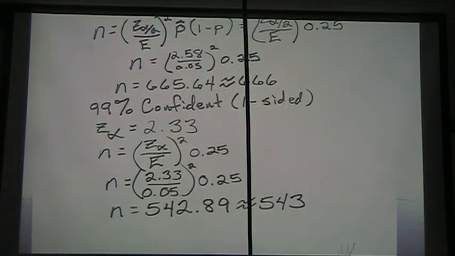Now, I'm very curious as to what answer they give in the back of the book. One of the things I love about these books is very often they have the answers in the back. All right, so they calculated it as a two-sided, giving 666 as the sample size that they would want.